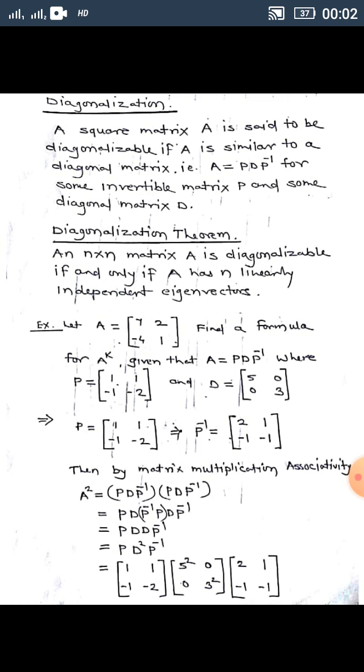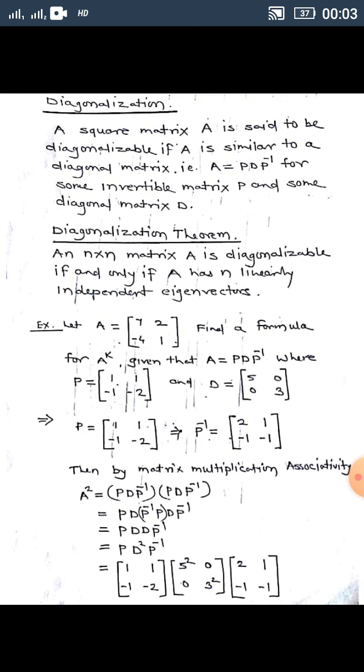Diagonalization theorem. An n by n matrix A is diagonalizable if and only if A has n linearly independent eigenvectors. If it has n linearly independent eigenvectors for the corresponding matrix A, then we can say that A is diagonalizable. Example: let A be equal to [7 2; -4 1], the 2 by 2 matrix. Find a formula for A raised to k given that A is equal to P D P inverse.